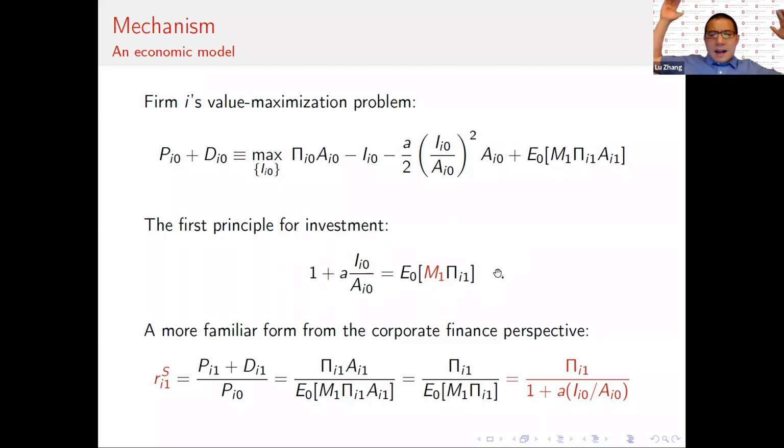You can have a dynamic extension, where the model lasts for more than two periods, for example, and you can have debt financing and different extensions. There are many extensions of this framework in the existing literature. But for this paper, all we need is the two-period model to motivate the investment and ROE factor.